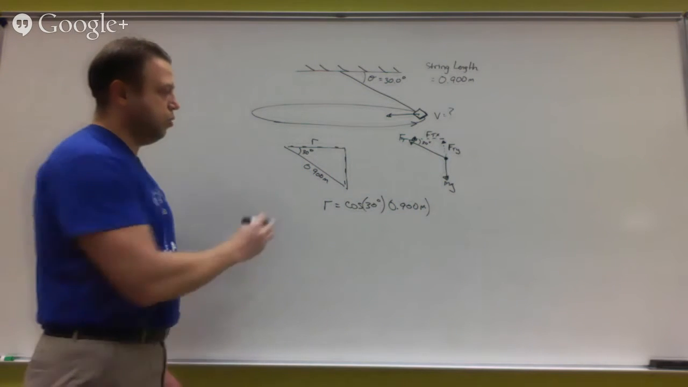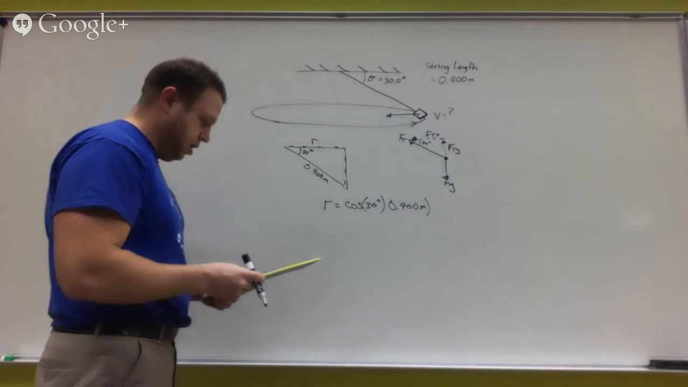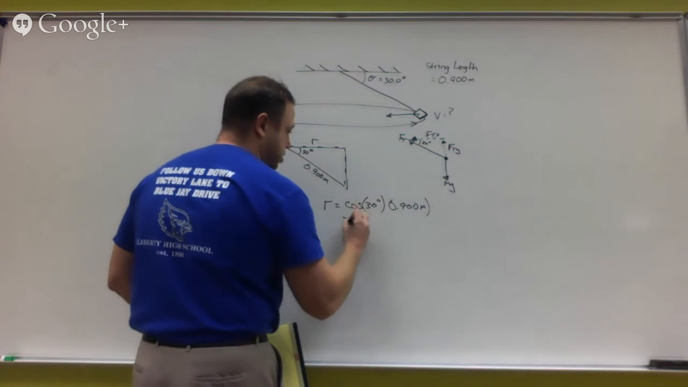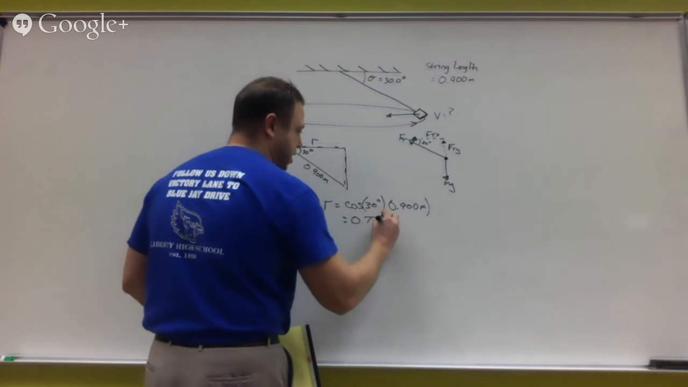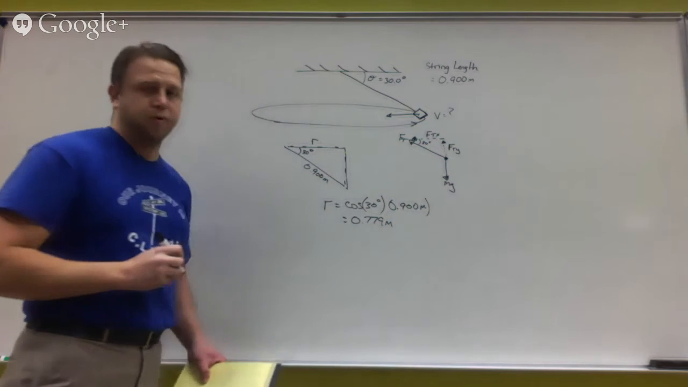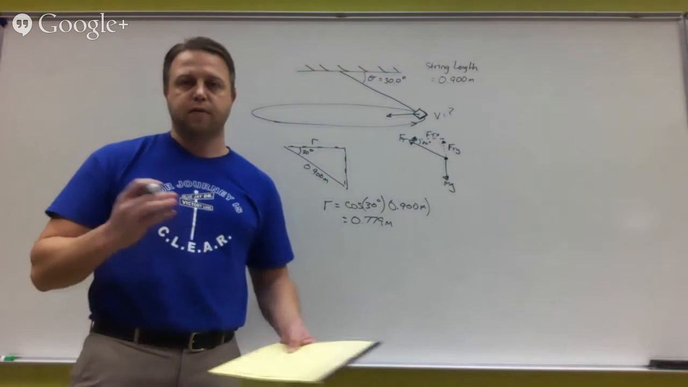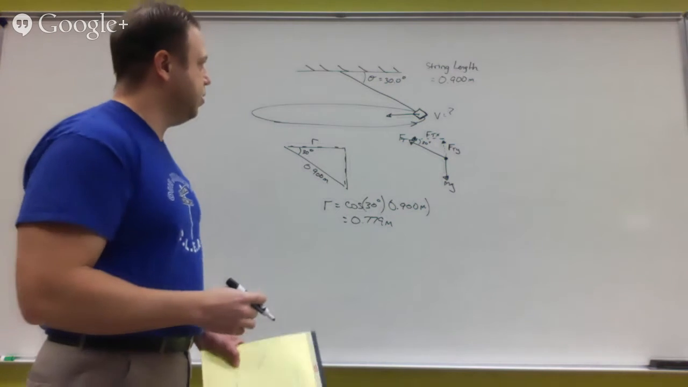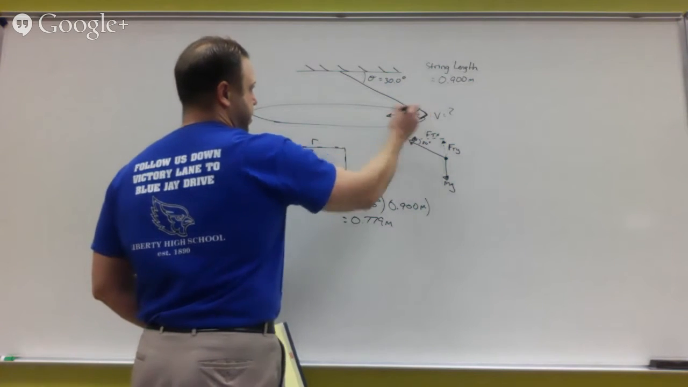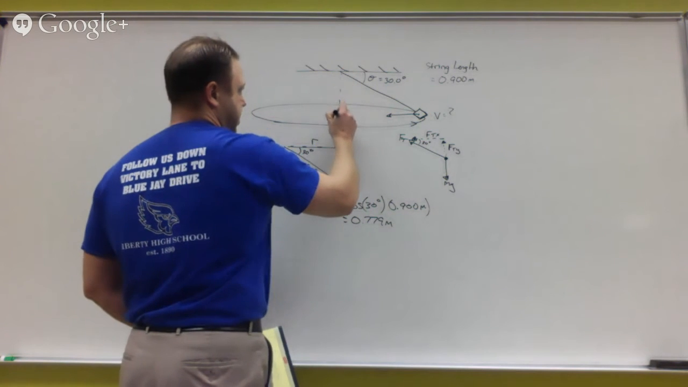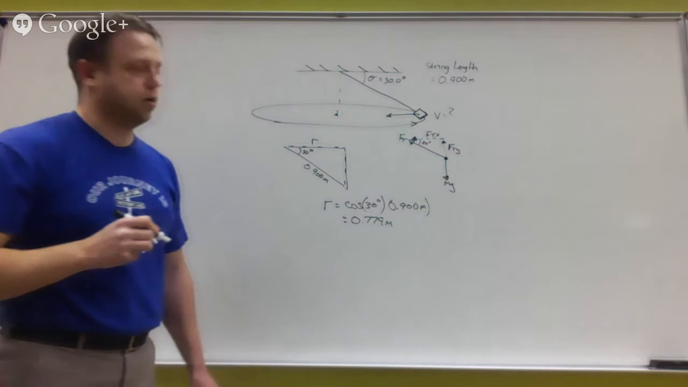Okay, so cosine of 30 times 0.9 is going to give me 0.779 meters. So there's my radius of my circle. All right, so at least I've got one step done on this problem. So I know the distance from here to right at the center point of this circle.